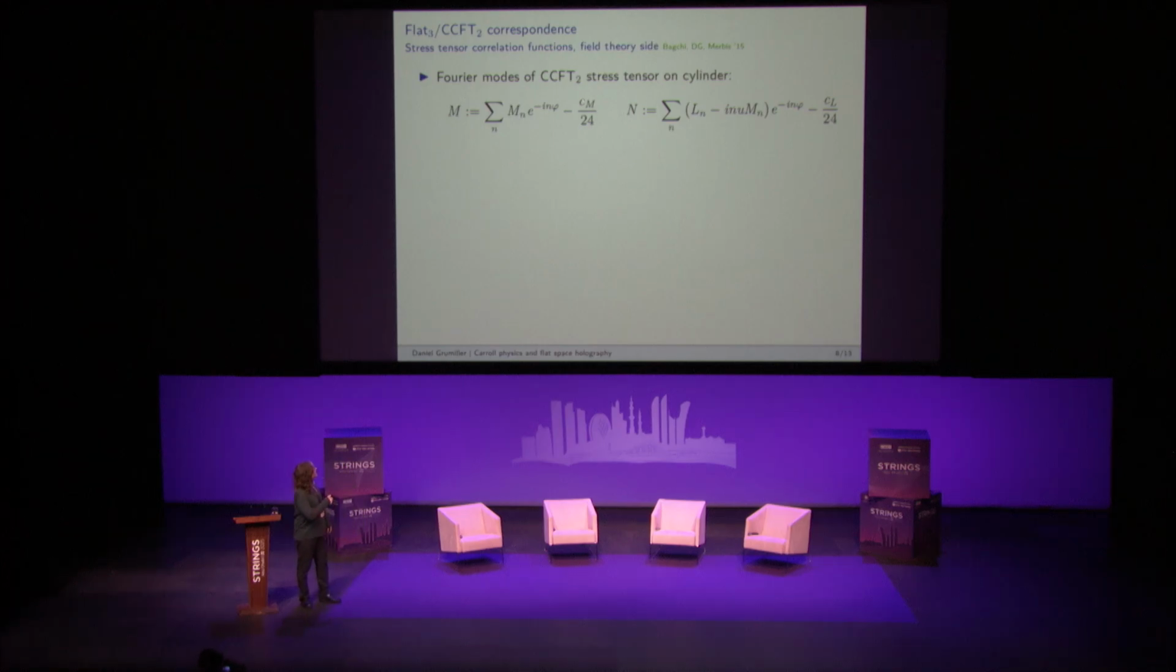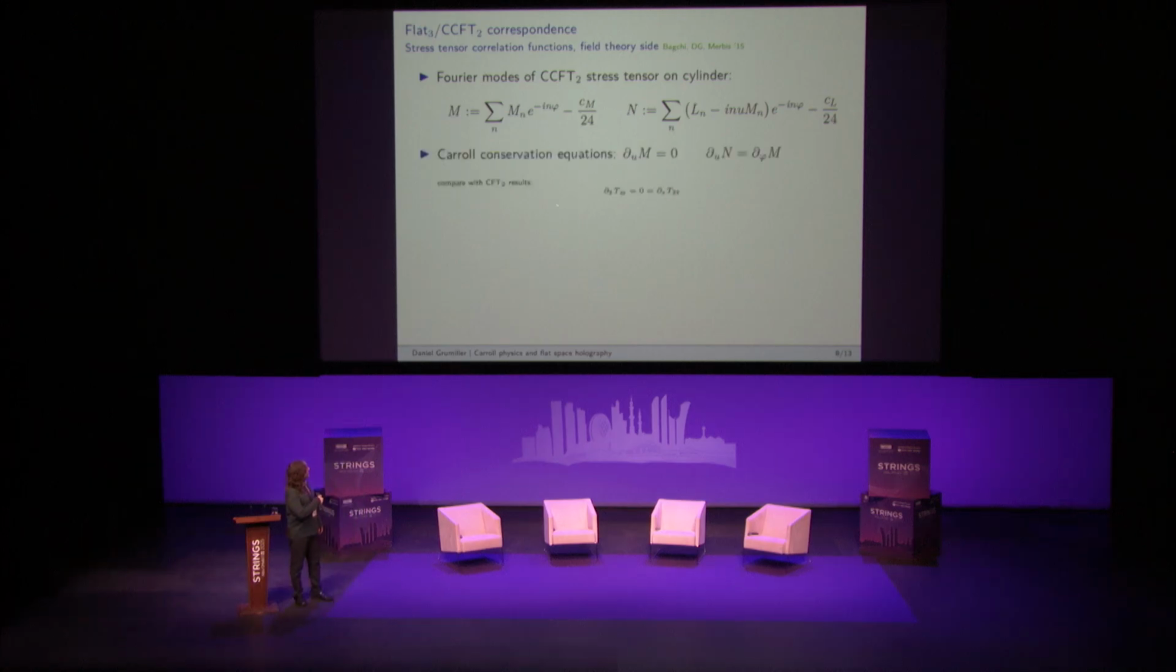I'll start with the field theory side. So in a Carroll CFT2, you have an analog of the stress tensor. I work here on the cylinder, so coordinate phi is going to be 2 pi periodic. And the super translation operator is given by the Fourier modes M_n, and then shifted by the vacuum value minus C_M over 24. The super rotation operator is given by, similarly, the Fourier modes of L_n. And then you have this additional shift minus i n U M_n, which I'll explain in a second. And if C_L was non-zero, then you also have this vacuum shift.